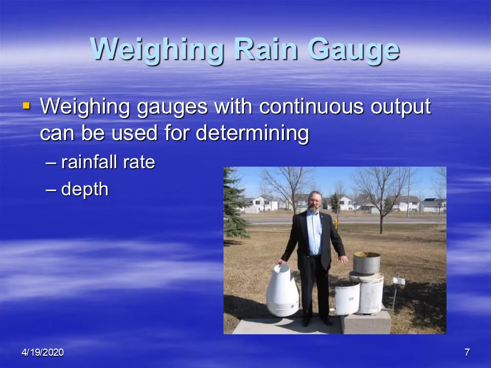The weighing rain gauges are, of course, continuously measuring precipitation as it falls, so you get a continuous output of both the rainfall rate, because if there is a timer, if there is a clock, it can measure the amount of precipitation change over a period of time, and also it can measure the actual depth based on the weight of precipitation in the bucket.